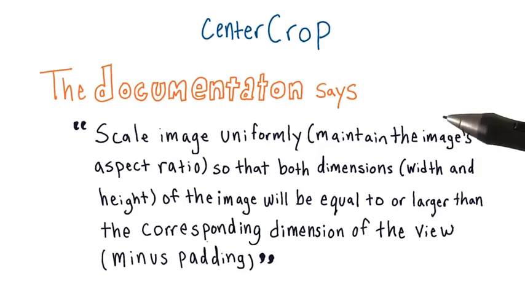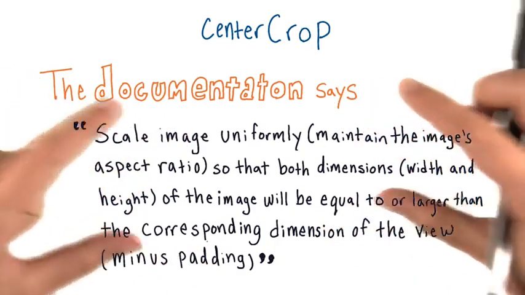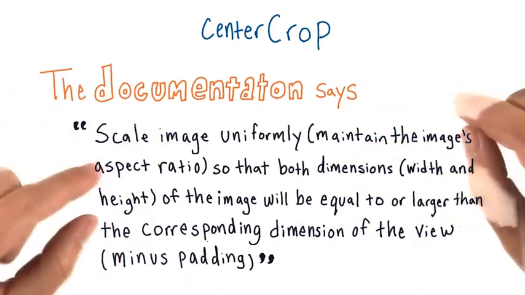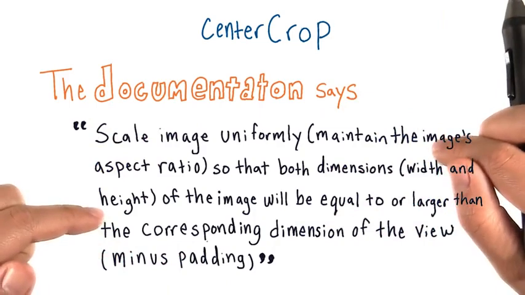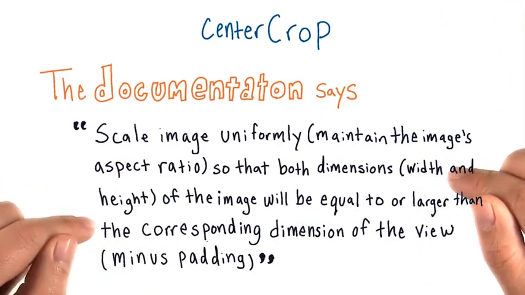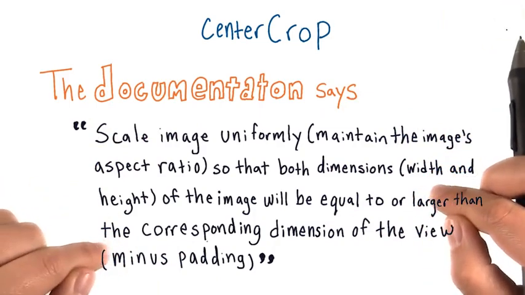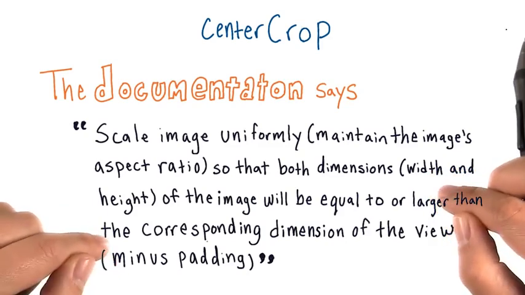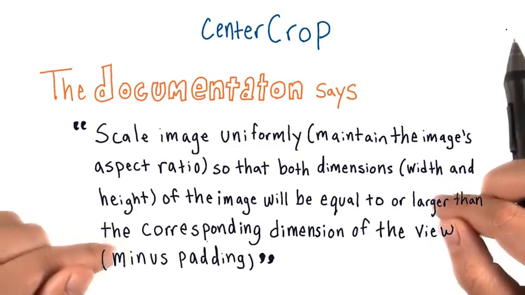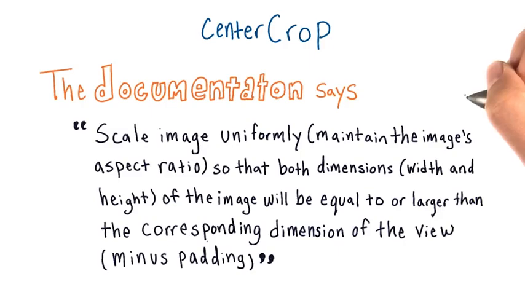One thing that I could say about scaling uniformly, if you've ever tried to scale an image, is that it keeps the image from getting stretched out either horizontally or vertically. So it does that scale, and then it makes the image large enough so that both the width and height are going to be equal to or larger than the corresponding dimensions of the image view itself. Let's look at a picture.